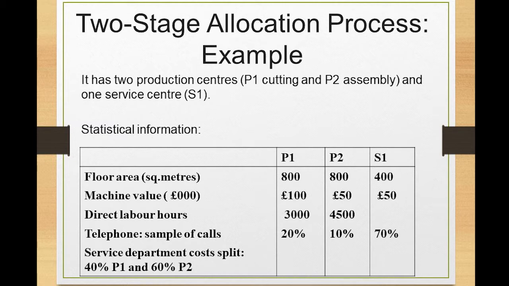Telephone: number of calls 20, 10 and 70%. So we have to take a percentage. And then the service department, who it serves: it serves 40% to P1 and 60% to P2. So the cost of S1 should be apportioned to P1 and P2 in this proportion.